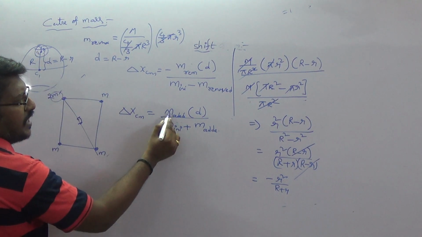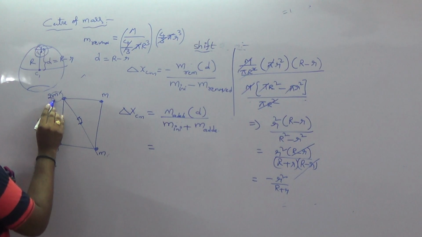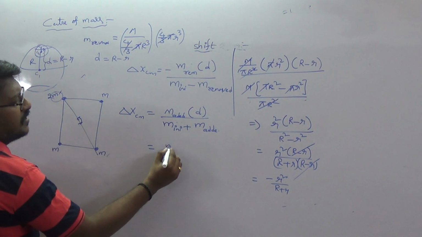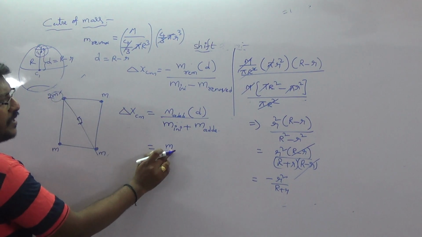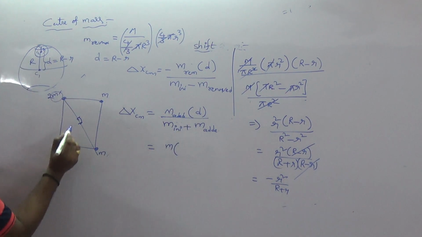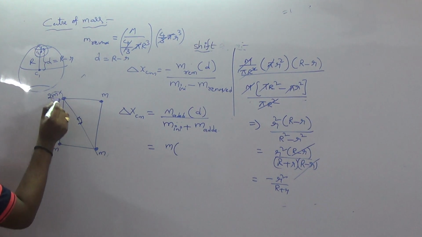See here, added mass: one of the particle masses is doubled. That means the added mass is nothing but M. The initial mass is M, now it is doubled, so the extra mass is M, into D, the distance between the center of mass of the initial particles and the added mass, and 5.